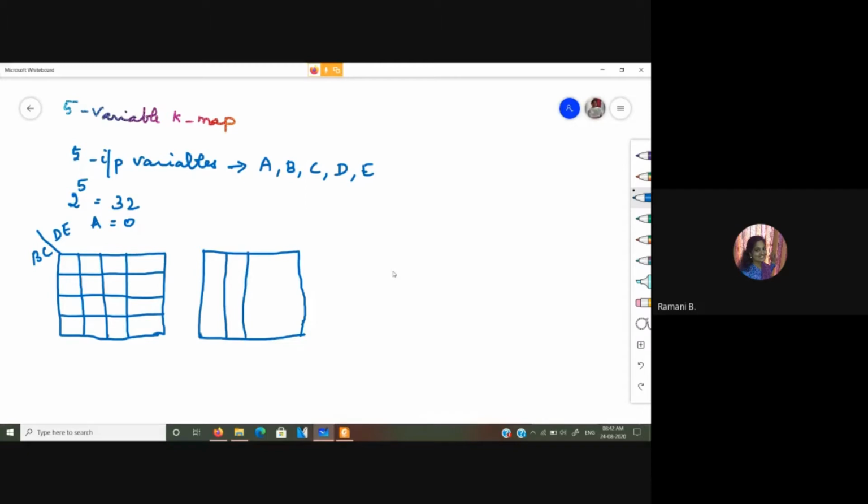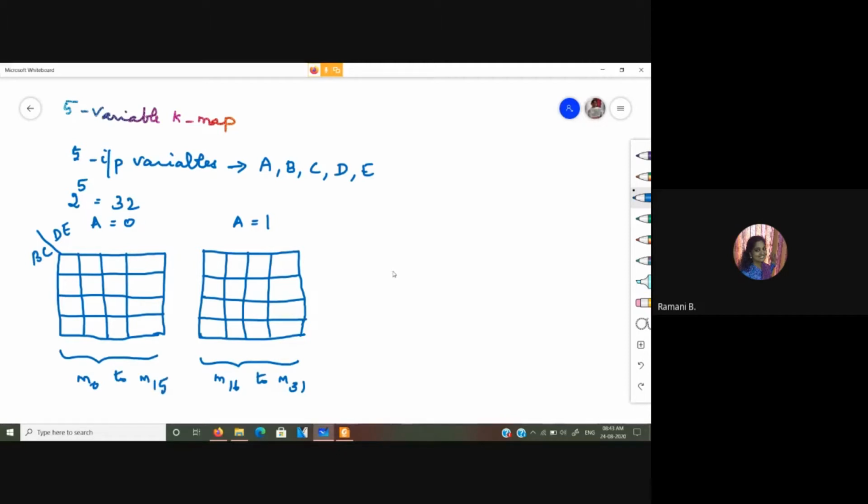And in a similar way, the next 4 variable K-map we have it for A is equal to 1. So this map will have the min terms, sorry, this is A is equal to 1. So this map corresponds to min terms M16 to M31. This map corresponds to M0 to M15.